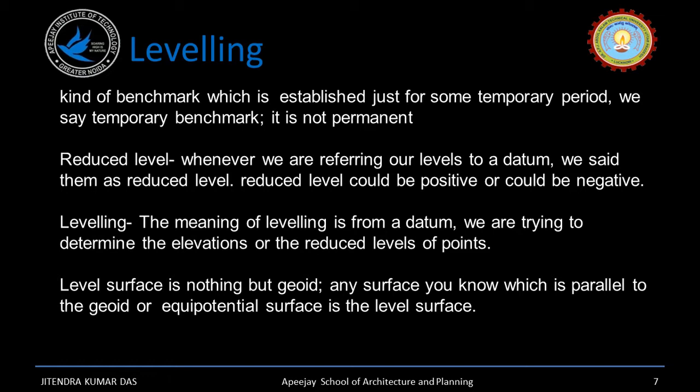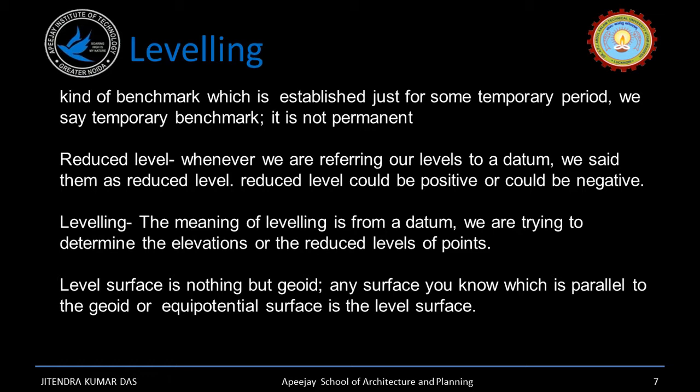Next point is reduced level. Whenever we refer our levels to a datum, we call them reduced levels. Reduced level could be positive or negative. Reduced level means the elevation, the height. What differs is that we measure it with the global datum, that is, mean sea level. Whenever we measure anything with respect to the global datum, it is the reduced level. It is actually the elevation.